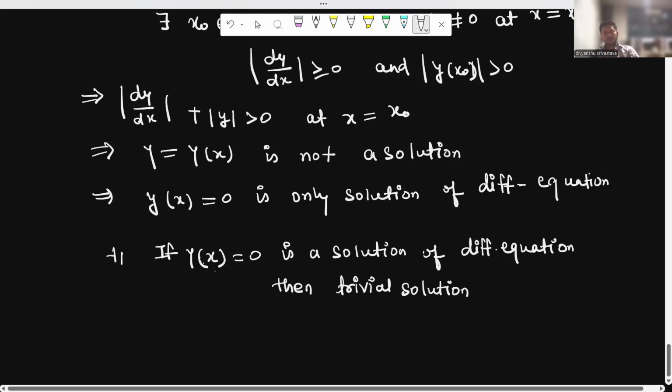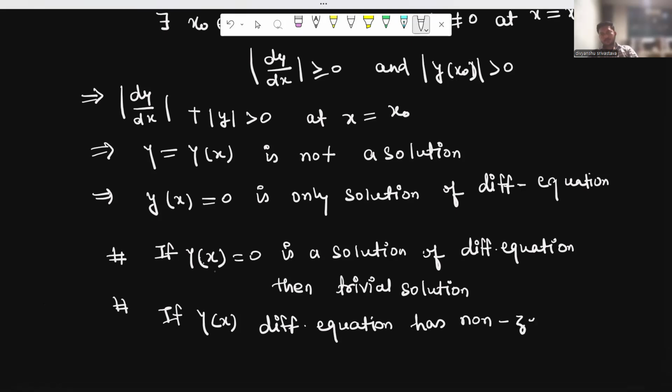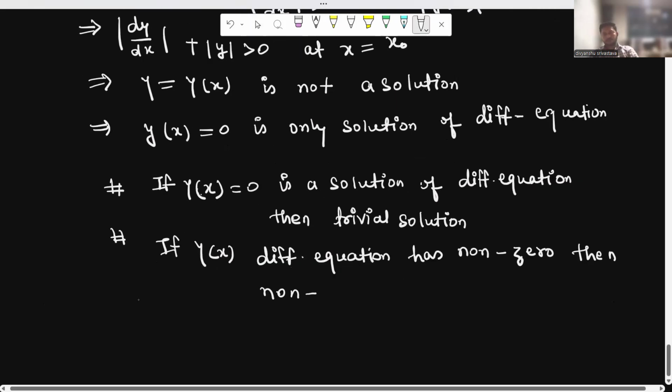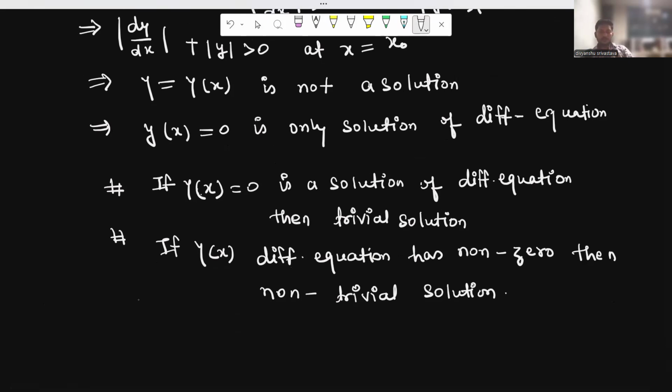Okay. And the second thing is, if y(x) of the differential equation has a non-zero solution, then we say that it is a non-trivial solution. Okay, these are two basic assumptions we got for solutions.